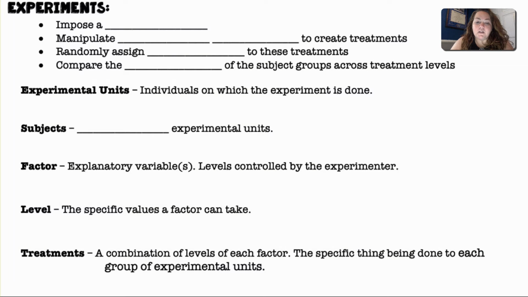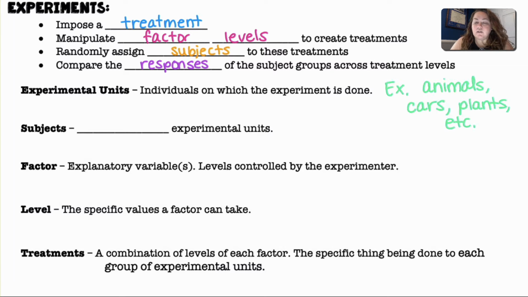All right, in experiments, we impose a treatment. We manipulate factors and levels to create treatments. We randomly assign subjects to those treatments, and we compare the responses of the subject groups across treatment levels. Experimental units are individuals on which the experiment is done. All right, so this could be animals, cars, plants, whatever. Subjects is when I have human experimental units.